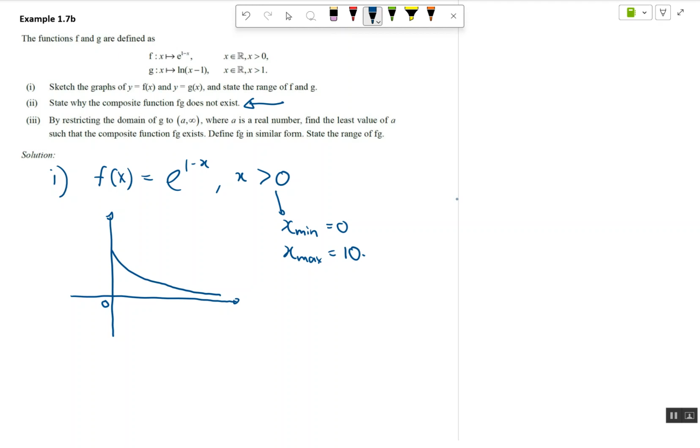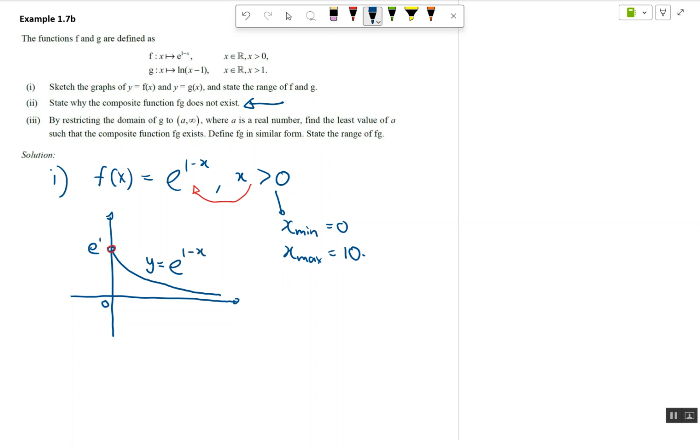Now, because it's strictly greater than 0, at here you have to put a circle. I'm going to use red to put it. You're going to put an empty circle here because it cannot include 0. And when x is equal to 0, you put it in here. This is going to be e to the power 1, or you can just put it as e. So for this, label the graph y equals e to the power of 1 minus x.